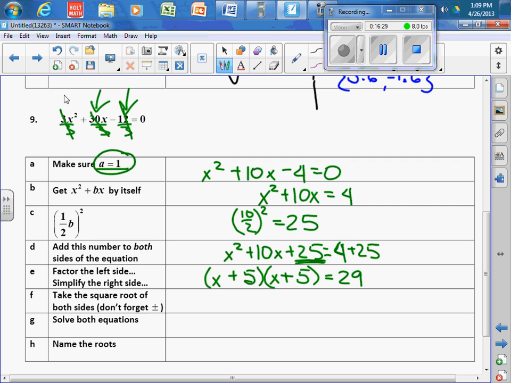Take the square root of both sides. Don't forget the plus and minus. The x plus 5, x plus 5. The square root of something squared is just the thing. So we get x plus 5 is equal to, now, what's the square root of 29?